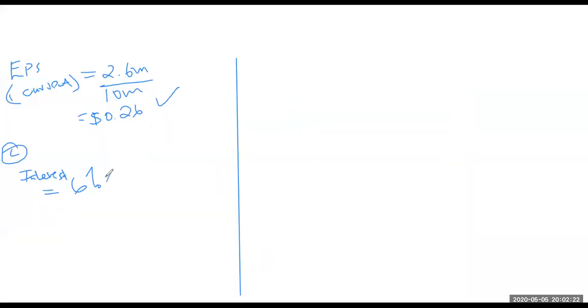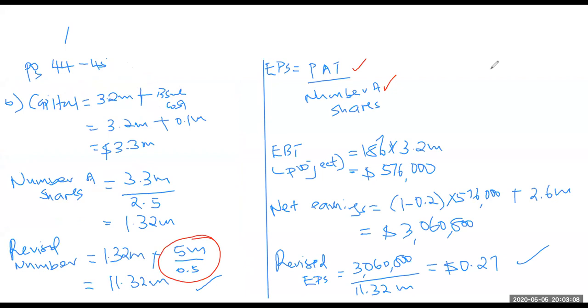Therefore 6% times 3.2 million is the interest the company pays on the debt. How much interest do we pay? We get 192,000 to be the interest you pay on the new debt. Now, don't forget, this investment is bringing some money. This investment is bringing 526,000.